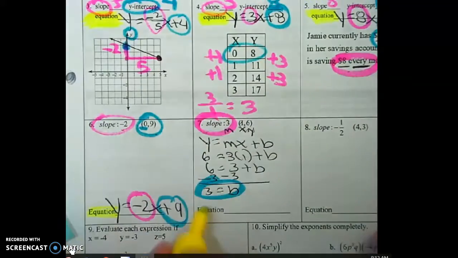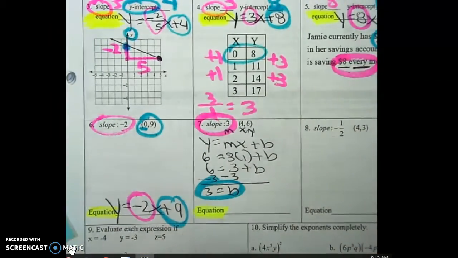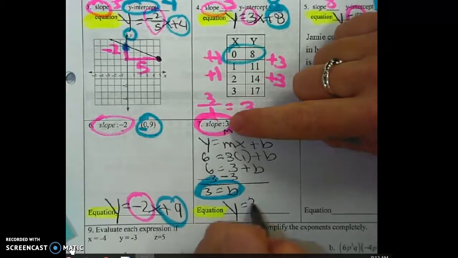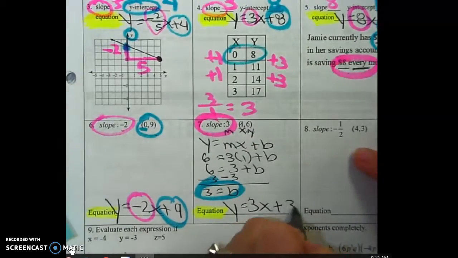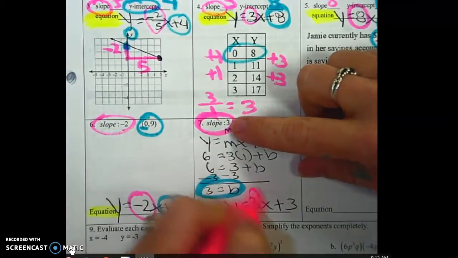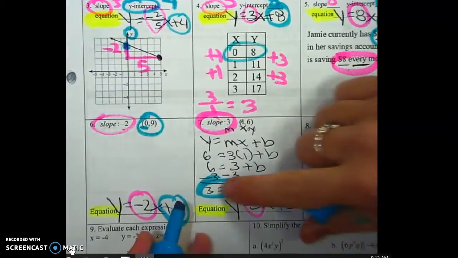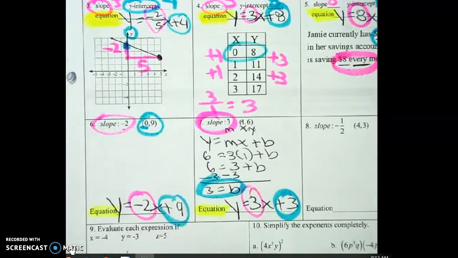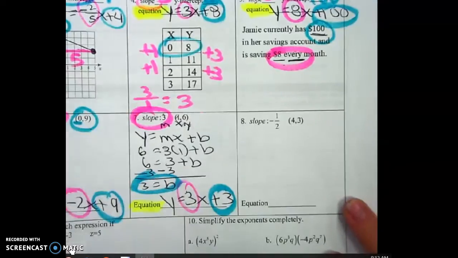Now I can do my equation. Y equals 3x plus 3. So there's my pink, and there's my blue. Okay. Let's go to the next one.